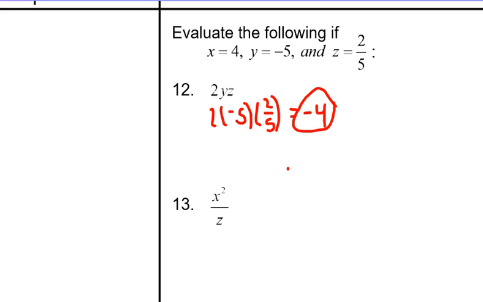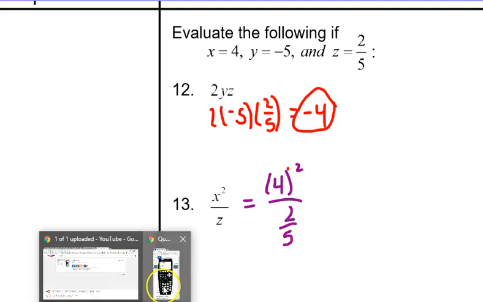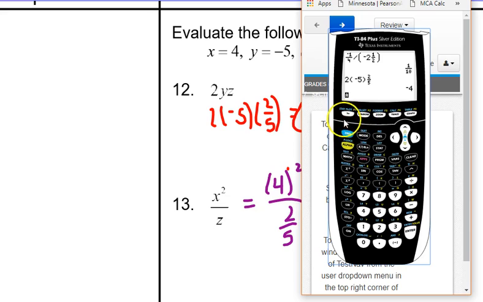Next example, we have x squared over z, x squared, so we're going to have 4. Make sure you put all numbers in parentheses when you substitute in. We have 4 squared over z, which is 2/5. So now we have like a fraction within a fraction. So I'm going to show you how to type this into your calculator. Fairly simple. All we have to do is get our fraction in there. On the top, we have 4 squared. Now our squared button is right here. It says x squared, and we're going to press that, and it squares whatever we put in there.